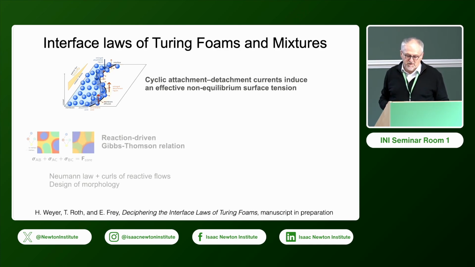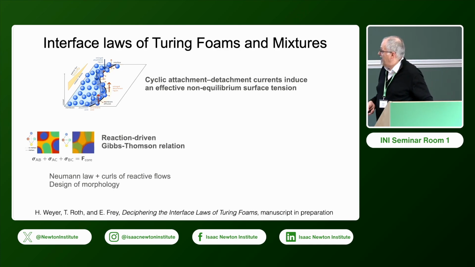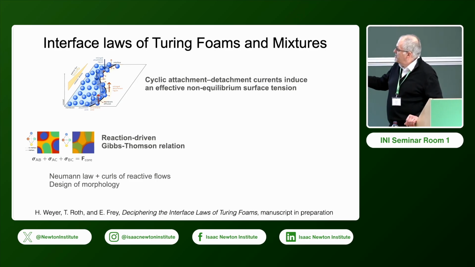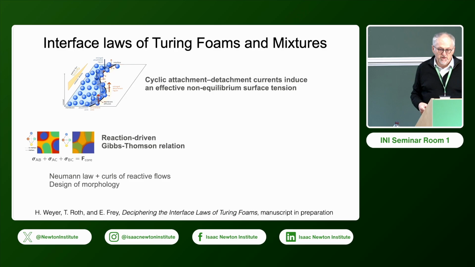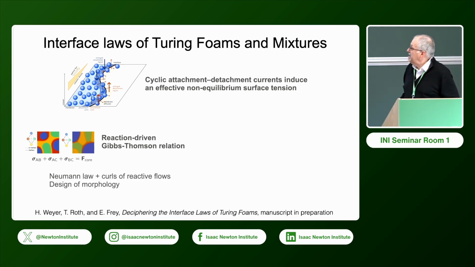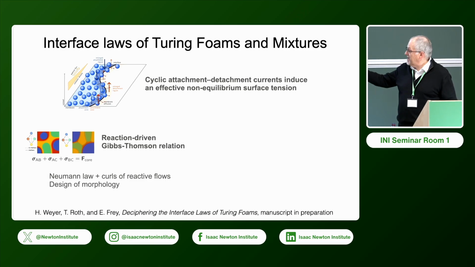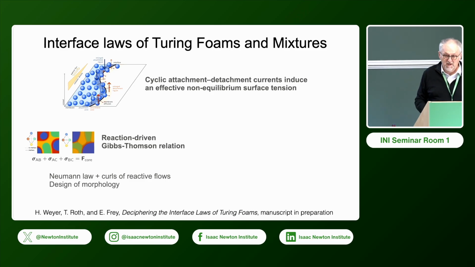They give rise to a set of laws. There is a reaction-driven Gibbs-Thompson relation, which is basically Neumann's law plus curls of reactive flows, this term here, coming from the non-gradient nature of the reaction terms. You can use that to design the morphology of these reaction diffusion systems in the same way as you can design the morphology of multi-component mixtures.